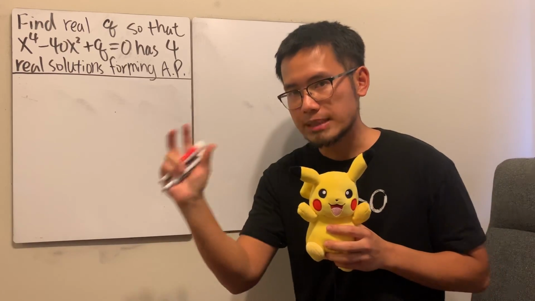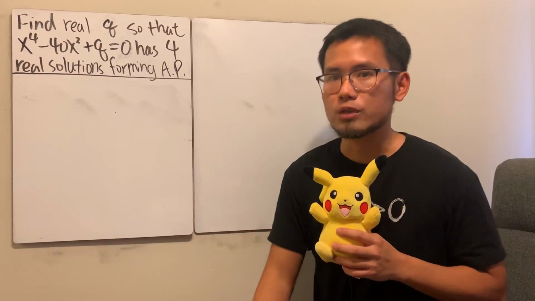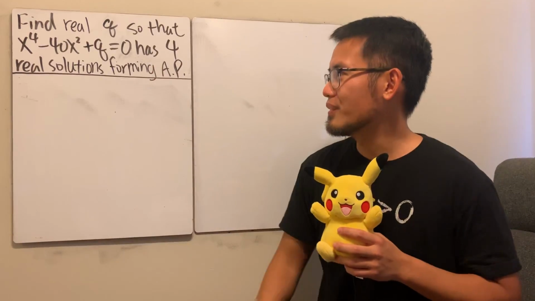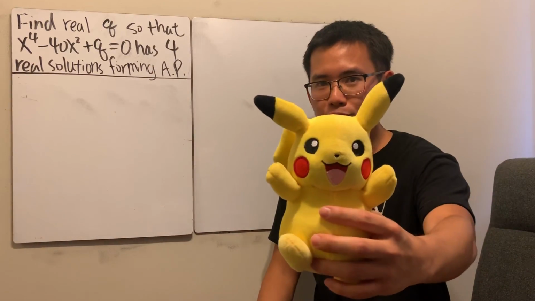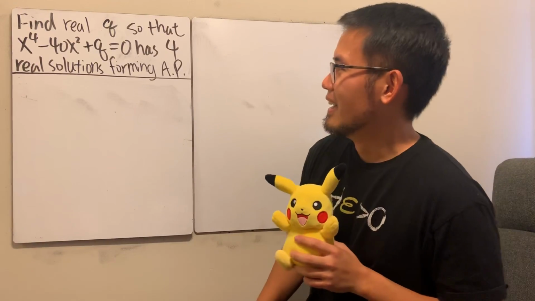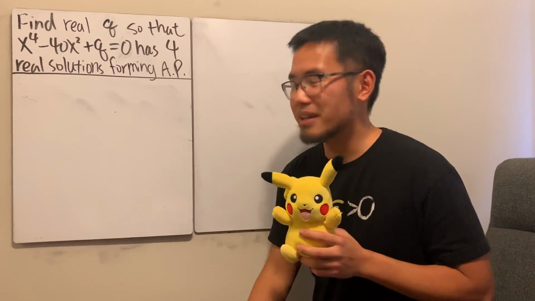Meaning that we can start with a smaller solution and just keep adding the same number 3 times, and we have all the 4 solutions. Right? And as always, please pause the video and try it first. And Pikachu will be with you guys. Got it? Great. The answer is 144, by the way. Alright, here we go. Let's see how we can solve that.